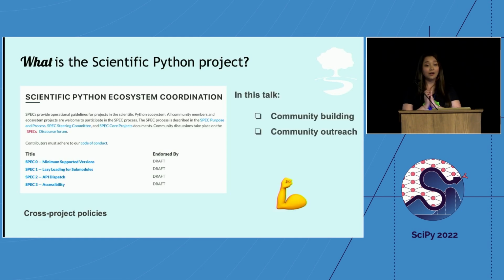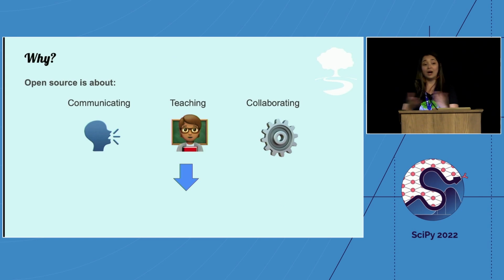But this talk is not about that. In this talk, I am going to be talking about the community efforts that we have been doing within the Scientific Python project in order to do community building and community outreach for the whole Scientific Python ecosystem. Basically, I'm going to be talking about what I have been doing as a community manager of the Scientific Python project.